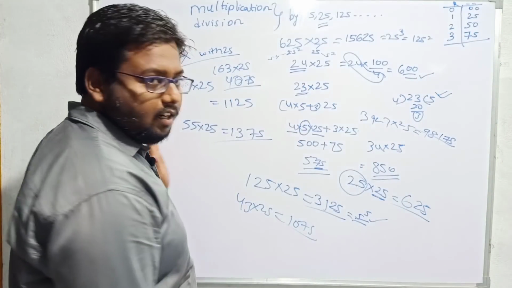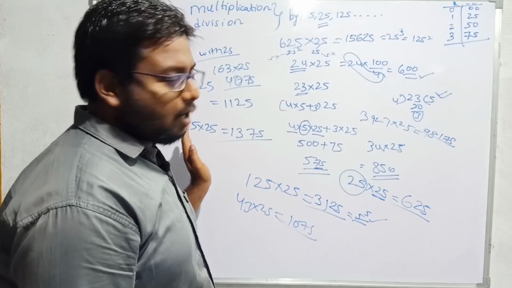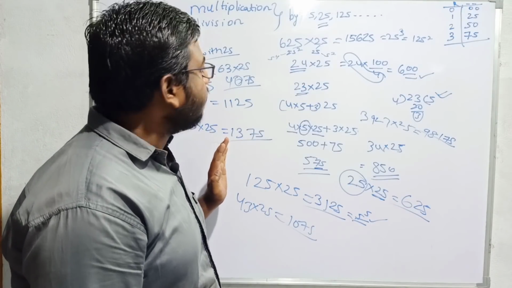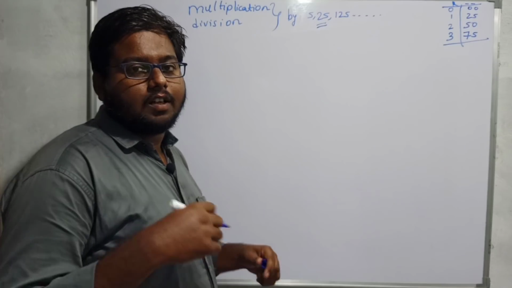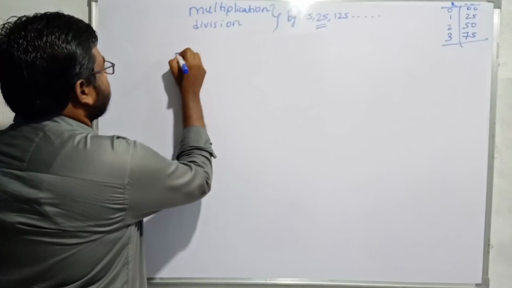For example, I will take the problems later. I think if you have understood the concept, then we will skip ahead to the division with 25. Division with 25.